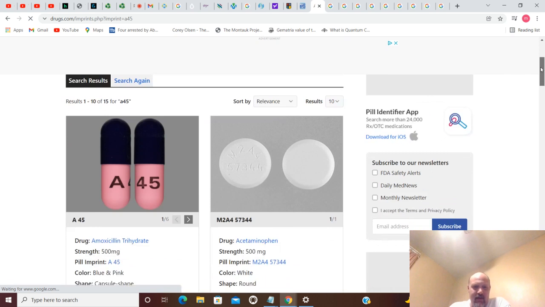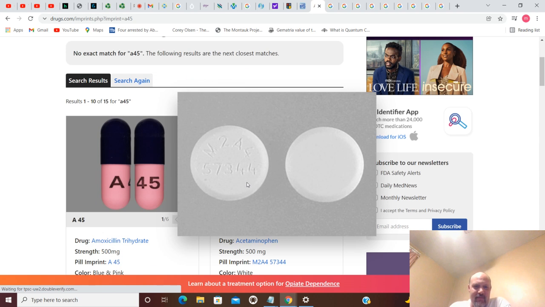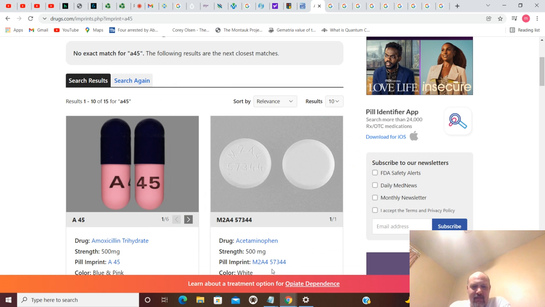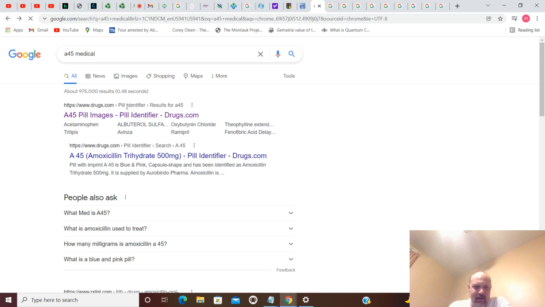So, A45 here. And I'm guessing this is supposed to be A45. But this is A45, pill imprint A45 right here. And this is amoxicillin trihydrate. So, since there was amoxicillin, it's a pill identifier, amoxicillin.